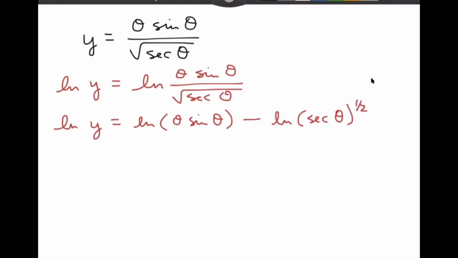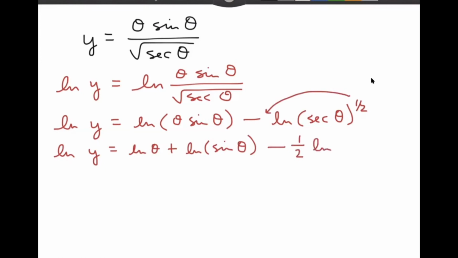Okay, so now there are a couple of things I can do. I can use the product rule for logarithms to write this next term as natural log theta plus natural log sine theta. And then over here, I'm going to use my power rule and write that as 1/2 natural log secant theta. All right, so I think we've done everything that we can do with logarithms.